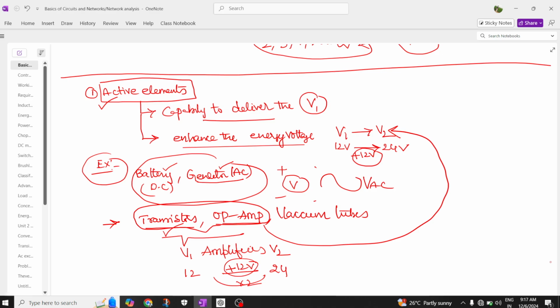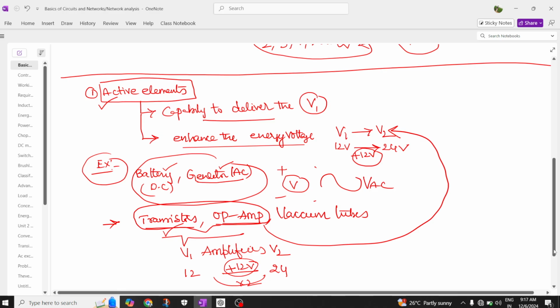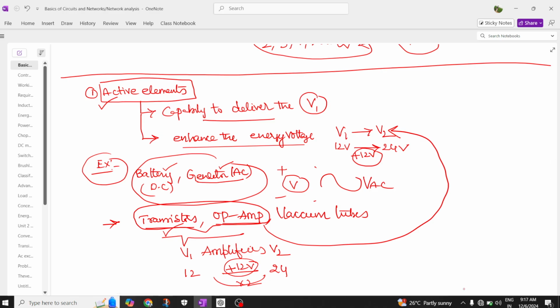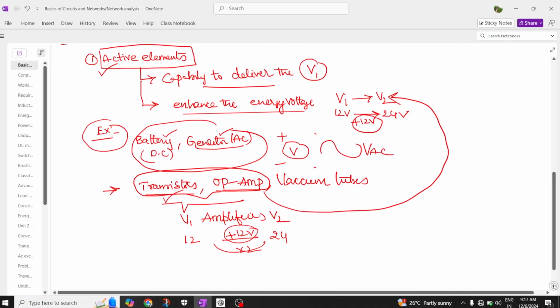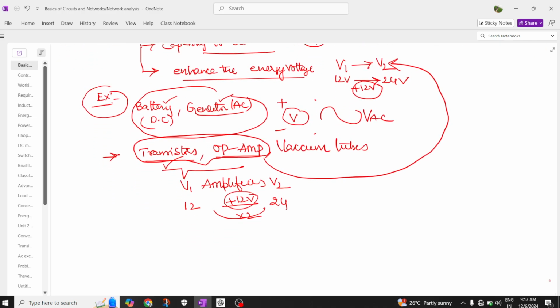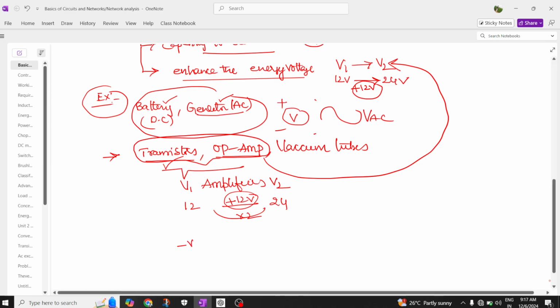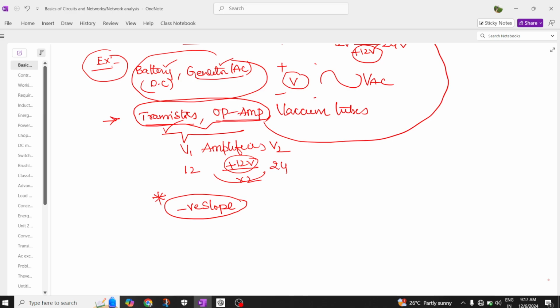Coming to how these active elements behave, first we'll try to understand these active elements and then we'll go for quadrant operation. These active elements also have a negative slope. Let's understand in quadrant operation what the importance of this negative slope is. I can teach it directly now, but if you understand the basics, then you can go in depth into the importance of positive slope and negative slope. This is all about active elements.